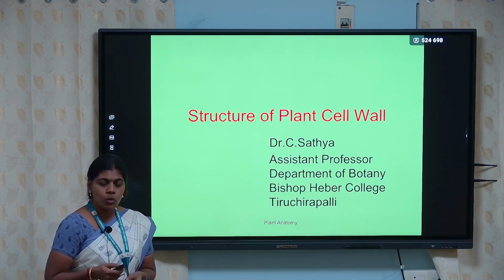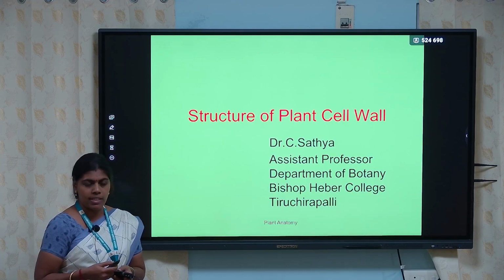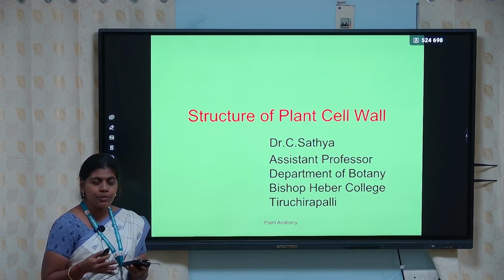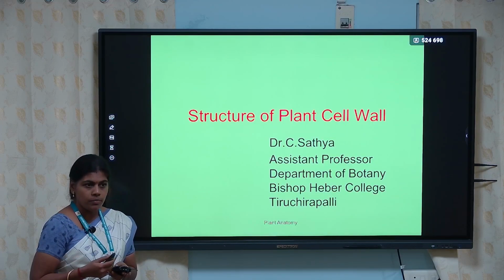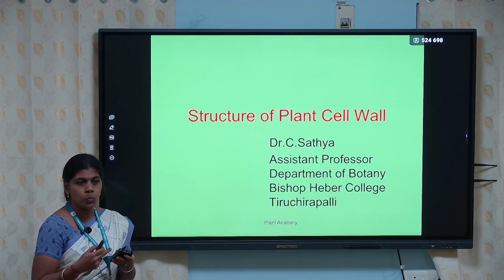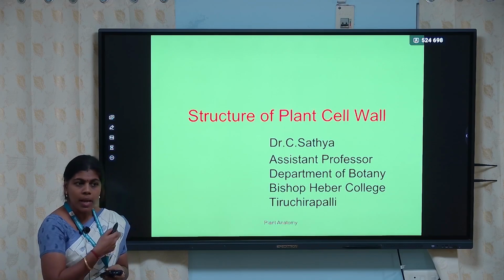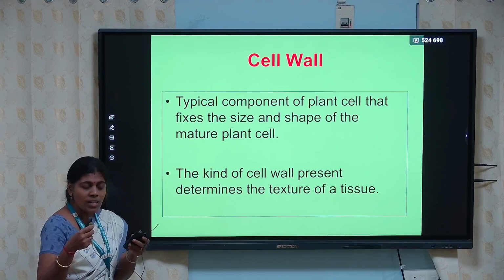Today we are going to discuss the ultrastructure of the plant cell. The main difference between the plant cell and the animal cell is the cell wall. Today we are going to learn many interesting things about the plant cell. So here is the plant cell wall structure.